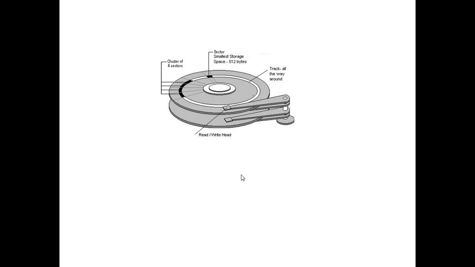We'll have a look at the cluster. This cluster contains 4 sectors, 1, 2, 3 and 4. So this is a cluster of 4 sectors, and a sector is the smallest storage space, 512 bytes. A track goes all the way around; this concentric circle is a track. And this is a read write head, which does all the job of data transfer and data reading in a hard disk.